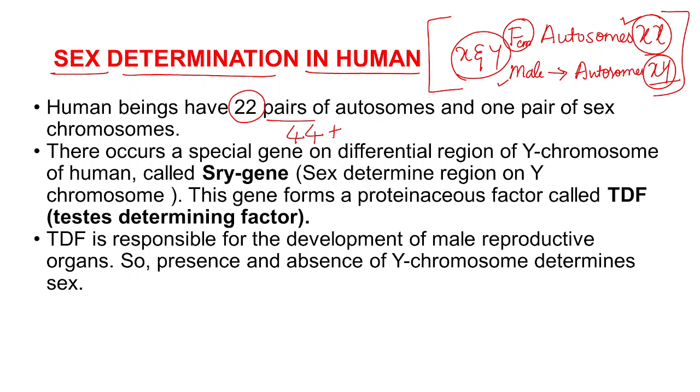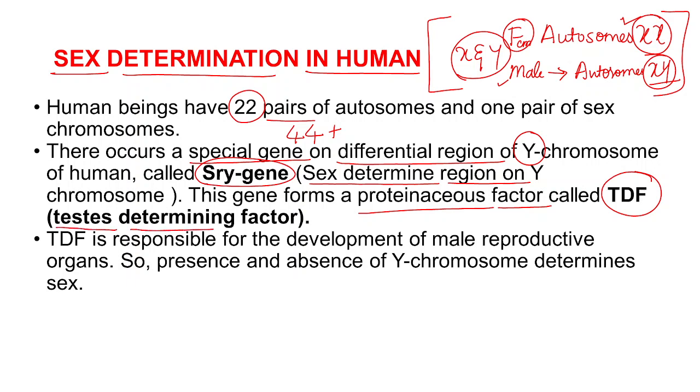female. Okay. See here, there occurs a special gene on differential region of Y chromosome. That is called as Sry gene. Particularly, this Sry gene will be present in sex determined region on the what? Y chromosome. It will be present on Y chromosome, right. This Sry gene forms a proteinaceous factor called as TDF, nothing but what?